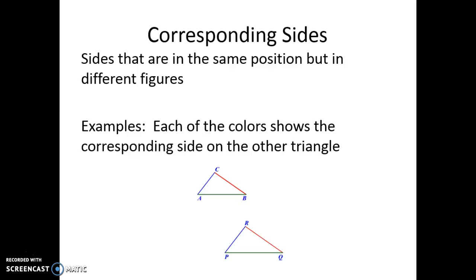So here's an example. We have triangle ABC on the top and triangle PQR on the bottom. The corresponding sides are shown in different colors. So for example, this side right here that's blue is corresponding to the side in triangle PQR that is also blue. The side that's green, side AB, corresponds to side PQ, and the side that's red, BC, corresponds to the side that's red here, which is QR. So they're in the same position, the left, the right, or the bottom, in each figure.